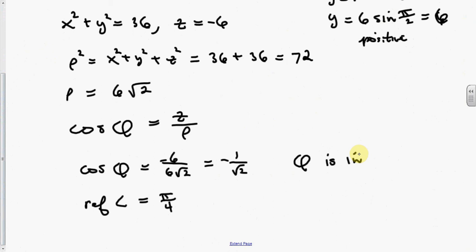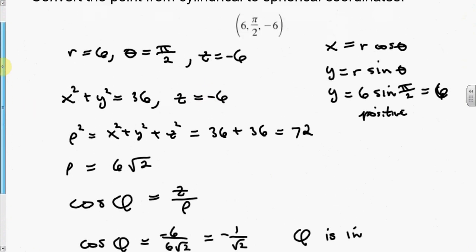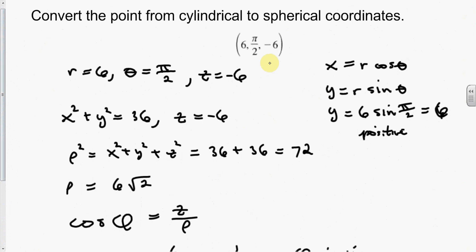Now, I should have known that it's going to be in the second quadrant, not the third quadrant. Why? Well, here, you remember we said that phi is defined from 0 to pi. So if I have a question between second or third quadrant for phi, but phi is supposed to be defined from 0 to pi, so it has to be in that second quadrant. So I didn't even have to do all this stuff over here on the side.